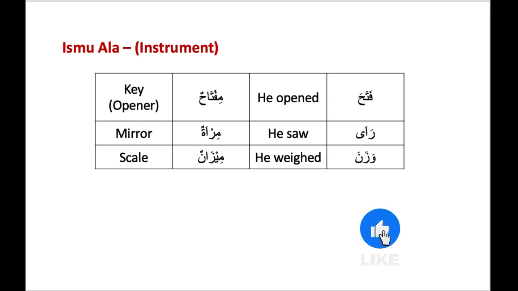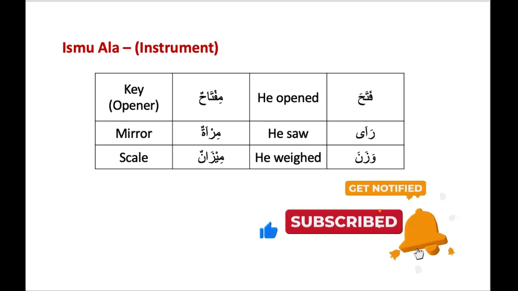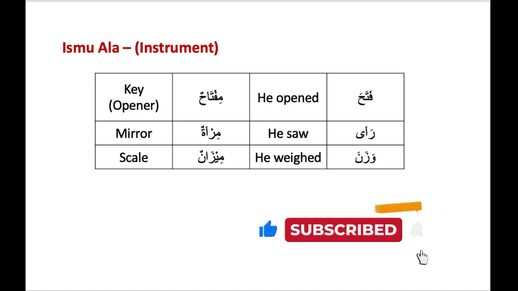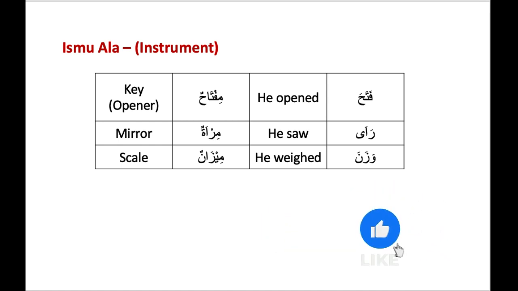Next, we are going to discuss ismul ala, which means instrument. From fataha, he opened: miftahun, key, opener. Ra'a, he saw, and ismul ala is mir'atun, mirror. Wazana, he weighed: mizanun, scale, to weigh.